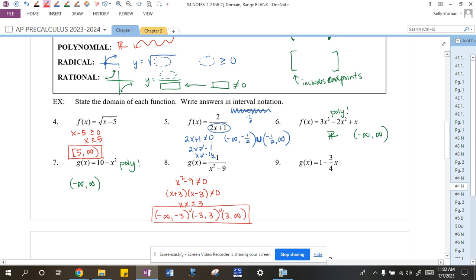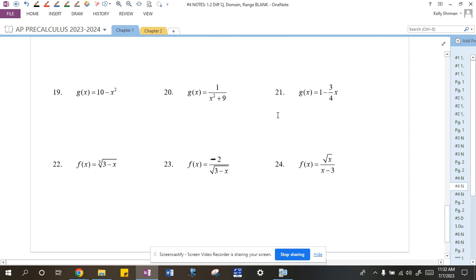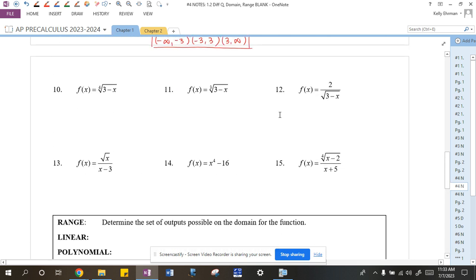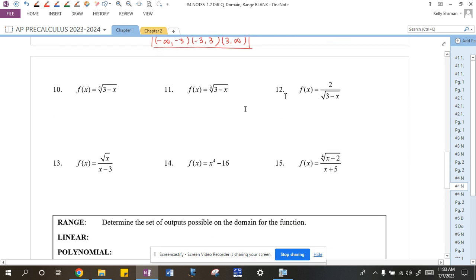And finally, number 9, 1 minus 3/4 x. Don't be fooled by the fraction here. This x is not down in the denominator. It's 3/4 times x. This is linear, also known as a degree 1 polynomial. So, no issues, all real numbers for domain. So that's domain. We're going to talk about range. Oh, I have some of these other domain problems too. Sorry, we'll finish up. I got ahead of myself.